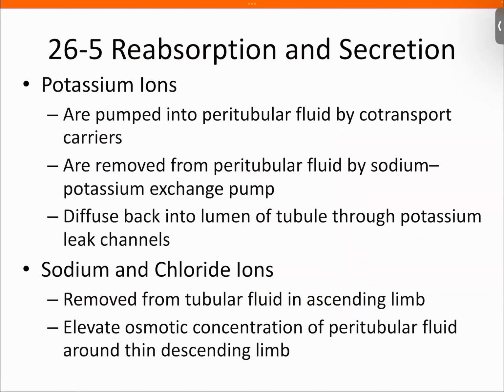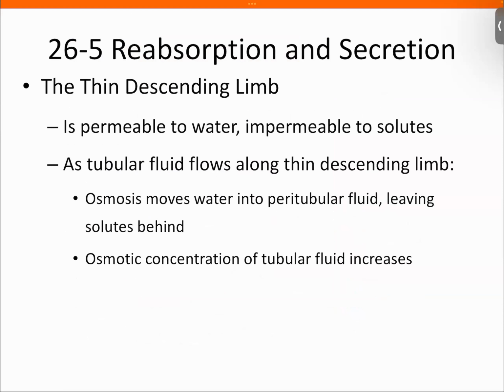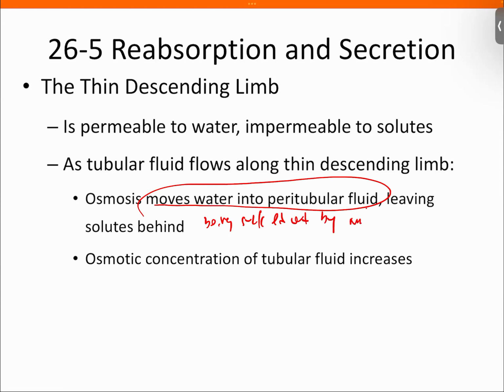Okay, so basically this is the summary slide for everything we just mentioned. Potassium just circles back around in a cyclic structure. Sodium and chloride are then moved into the peritubular fluid around the descending limb. Now, the descending limb is permeable to water and impermeable to solutes, so osmotically the water will move out into the peritubular fluid, being sucked out by the sodium chloride concentration that we just created with our sodium chloride pumps.